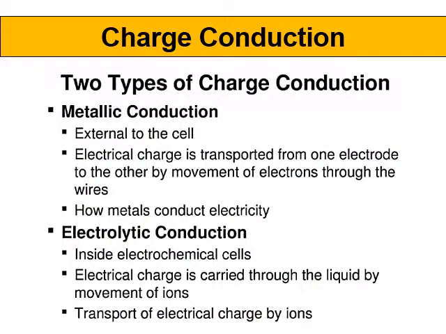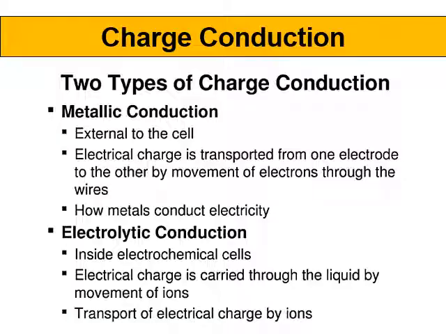Actually, on charge conduction, we have 2 types of charge conduction. First is metallic conduction. This is external to the cell. Electrical charge is transported from one electrode to another by movement of electrons through the wire. This is how metal conducts electricity.